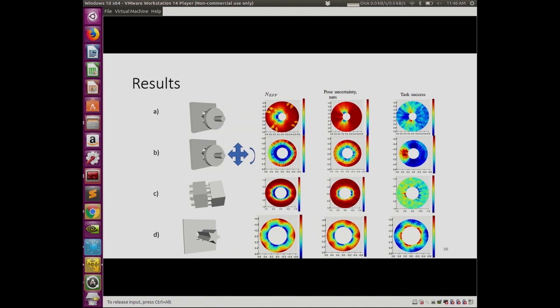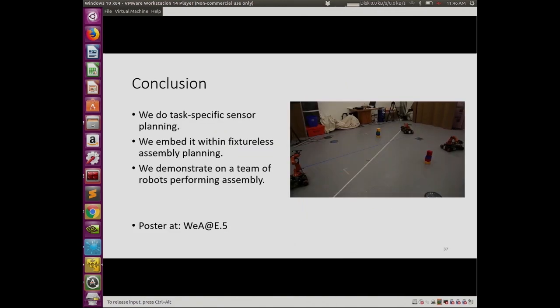In the actual system, and this is our system in action, we actually reason before each insertion or other primitive, we reason about the position of the robots and the resulting occlusions, which are crucial when you have a more complicated assembly plan. To summarize, we perform task-specific sensor planning for robotic assembly. We embed it within the assembly plan, and we demonstrate the results with a team of robots.